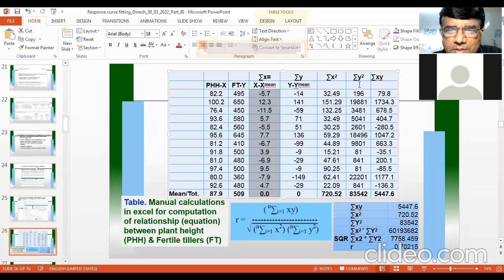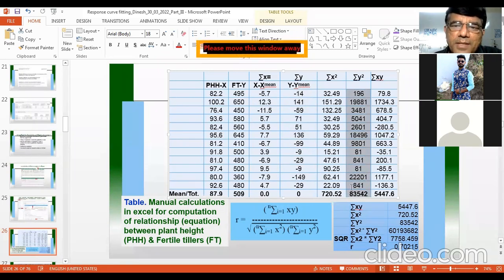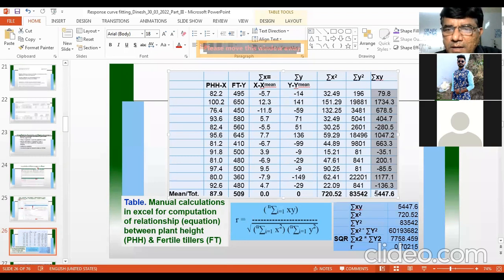Summation y square. Where is your y? This, the right side of X. Yeah, this is your y. You square these values, you will get this column, and make the total. This will be your summation y square, 83,542. Then cross products xy. Xy means this column and this column. Multiply these two, and all values will be here. And then you get the total of this summation.